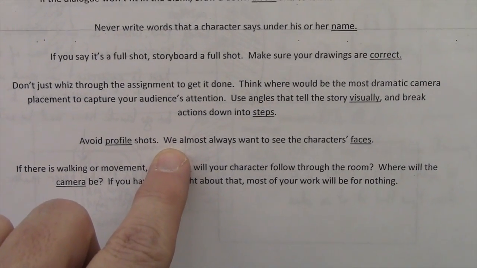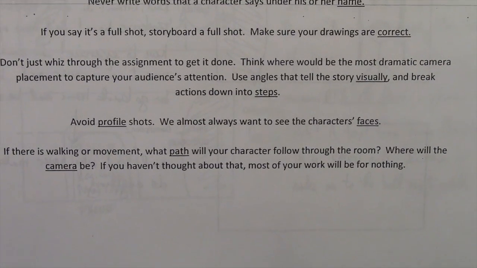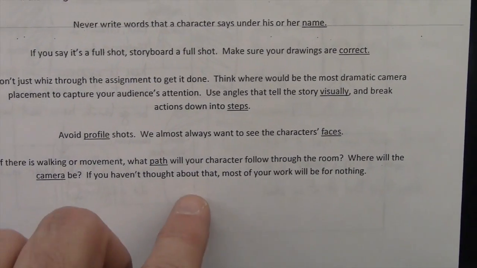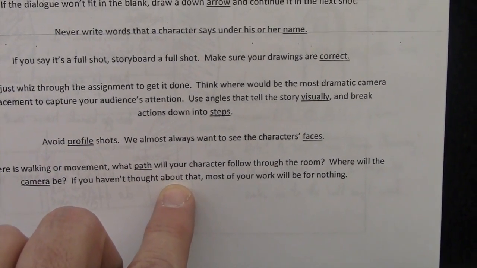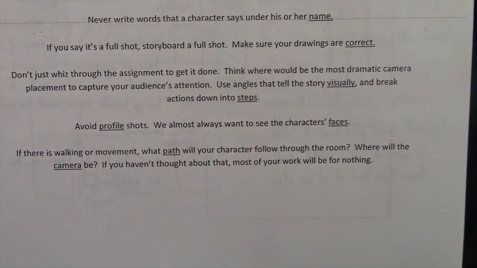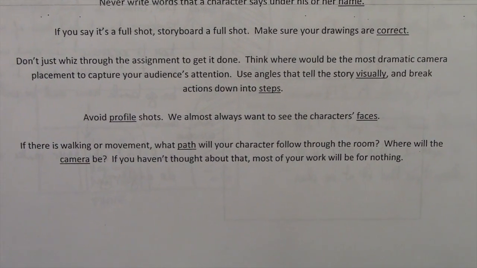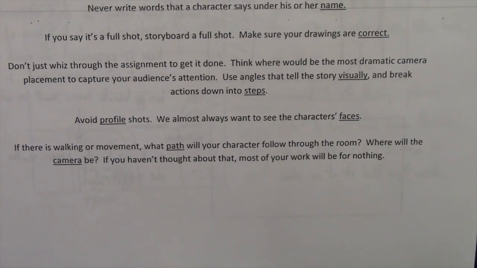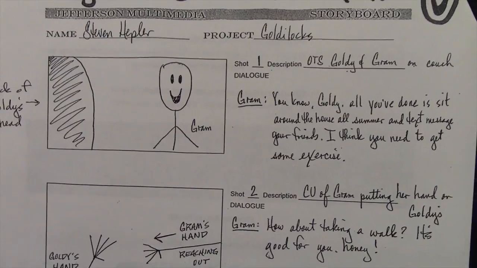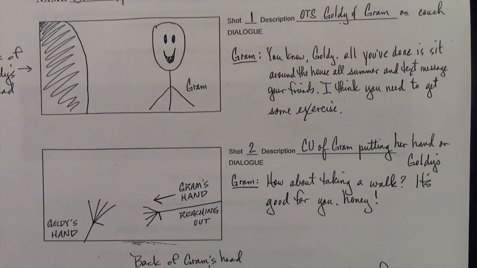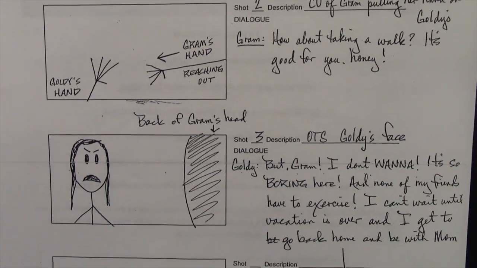Next one, avoid profile shots. We always want to see the characters' faces. And then finally, if there's walking or movement, what path will your character follow through the room? Where will the camera be? If you haven't thought about that, most of your work will be for nothing. So make sure you follow this format when you do your storyboard.